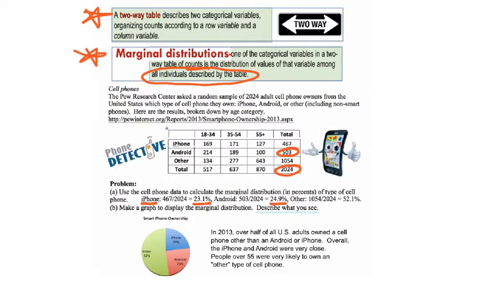So one last thing before we leave this slide, I just want to point out that when we're talking about marginal distribution, it's always going to be divided by the total amount from the table.